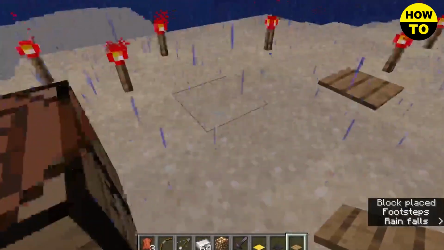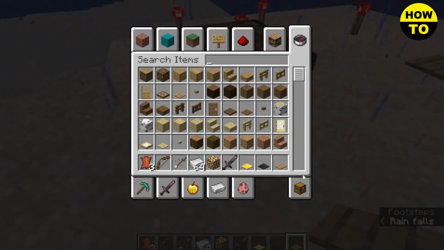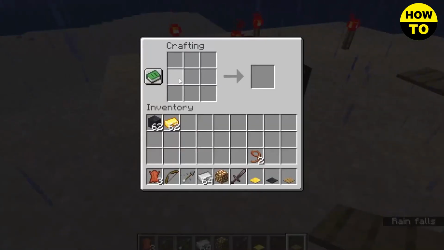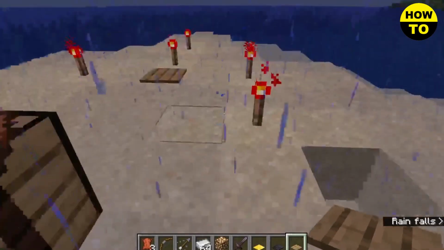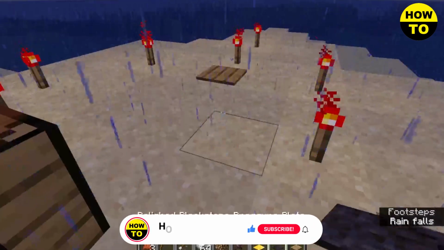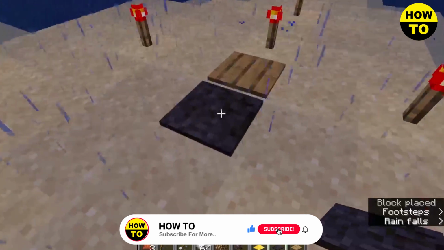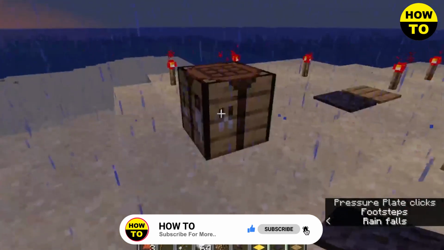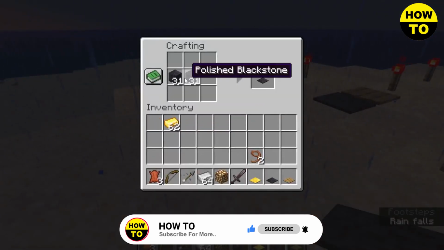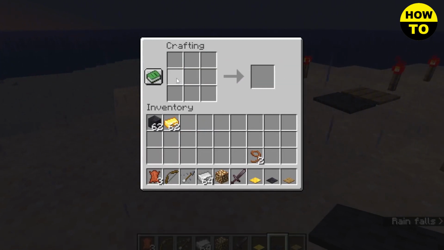The oak pressure plate can be found by taking two oak planks and just putting them here. This will create your oak pressure plate. Next one is a blackstone or any sort of stone pressure plate. You can take blackstone or any sort of stone and put them in this position.